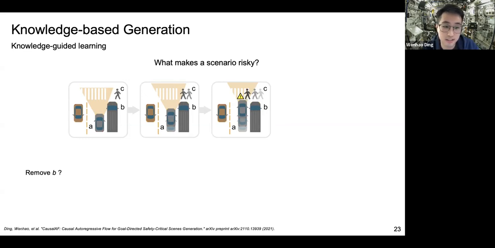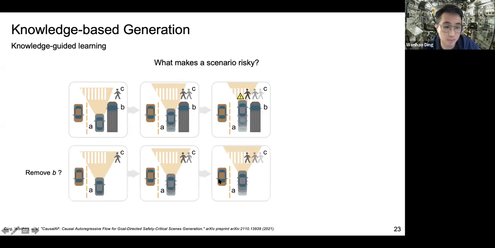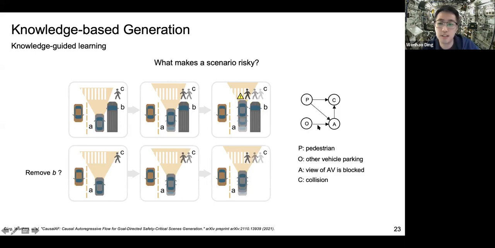If we remove object B, most of the time it will be safe because the view is clear, so the autonomous vehicle can drive at normal speed without a collision. In this case, we can roughly get a graph to represent the causality between these events. Our final event is the collision, this C node. This collision is caused by the view of the autonomous vehicle being blocked, and the pedestrian also contributes to the collision. The reason for the A node is that the other vehicle is parked in this place, which causes the blocking of the view. So we can roughly get a causal graph like this.